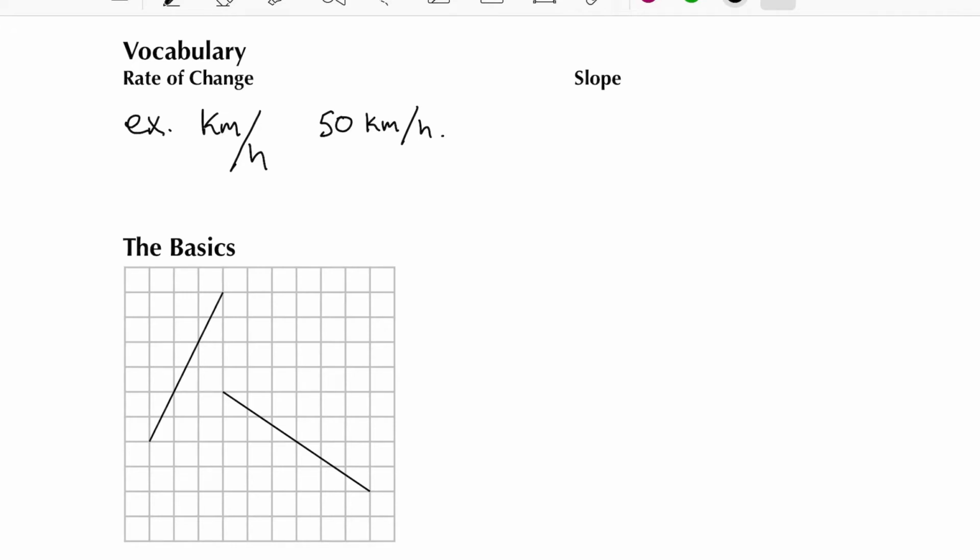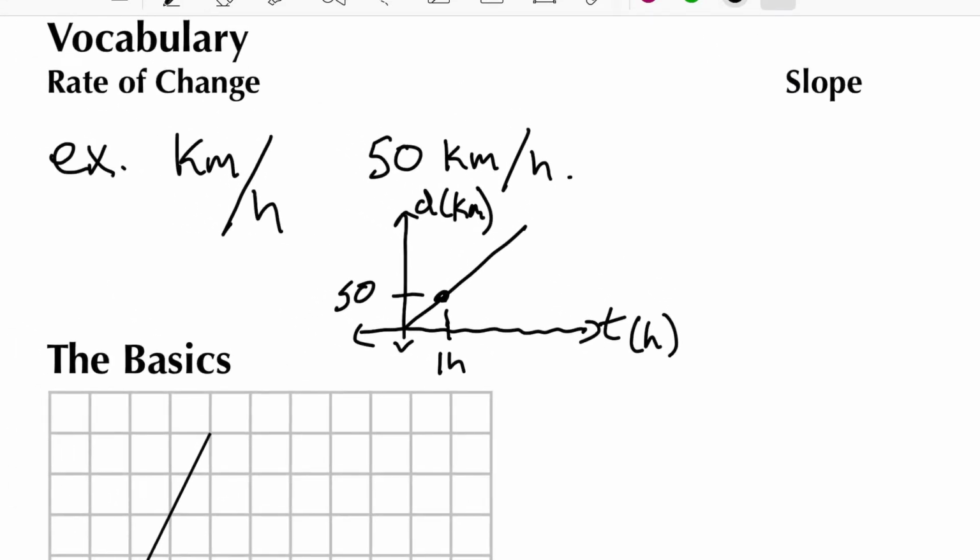If I was to graph this, I'll just draw this out really quickly. I would put my time here, measured in hours, and my distance here, measured in kilometers. So this graph would go up like this. Every 1 hour, it goes 50 kilometers. So the kilometers is our rise. The time is our run.